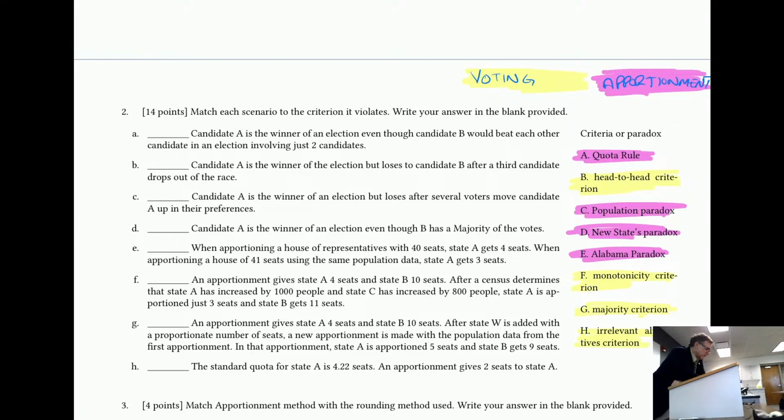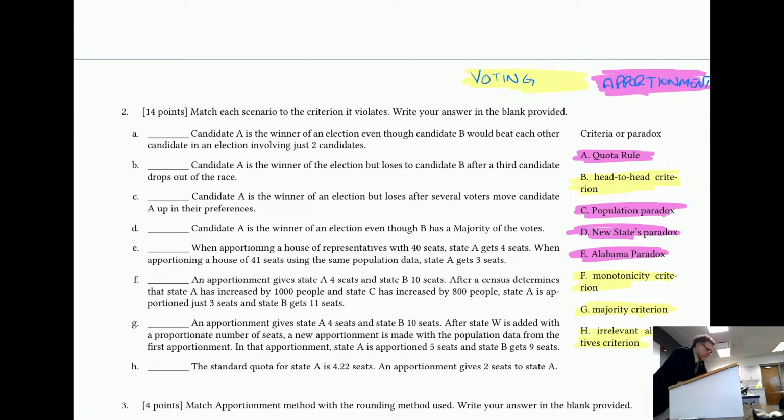So let's see if we can talk through this. For the first one, candidate A is the winner of the election, even though candidate B would beat each other candidate in an election involving just 2 candidates. Okay, so think about what that means for this one, because you had a quiz like this a little while back, and I remember people had a little bit of trouble with that quiz. It was like 3 weeks ago. It was right after your last exam.